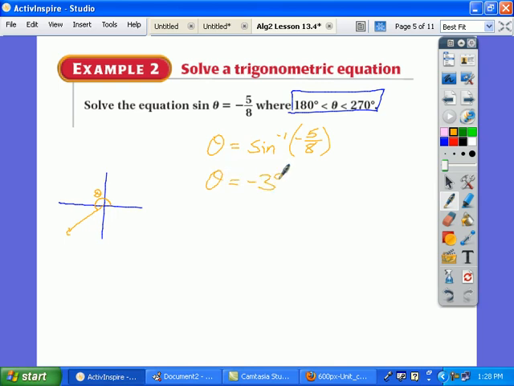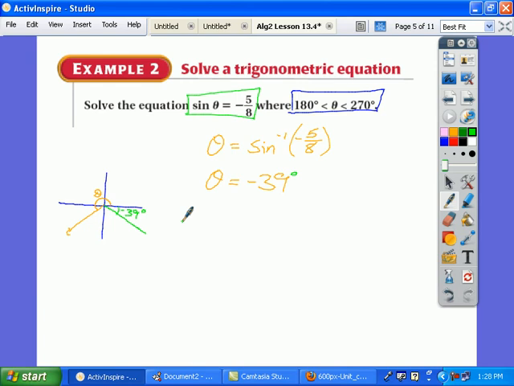So here's the problem. I know what angle, if I plug in negative 39 degrees into this equation, it'll work. The problem is, that's not the quadrant that we're looking for. I'm looking for an angle measure in another quadrant. And so I'm going to have to use my knowledge of reference angles the other way around this time.